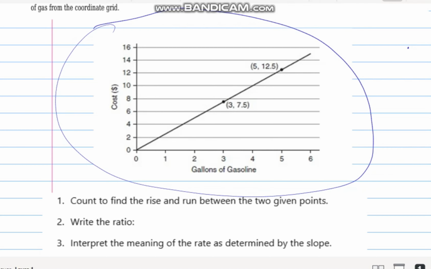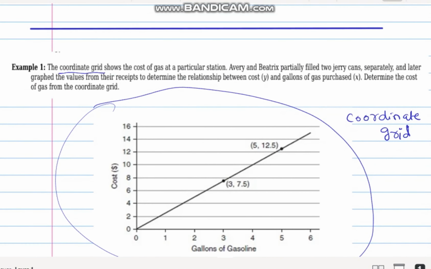First of all you have to identify what the coordinate grid is, because this contains very important information to solve the question. Okay, this is the coordinate grid. Now it shows the cost of the gas at a particular station. Yes, exactly, the cost is written here.